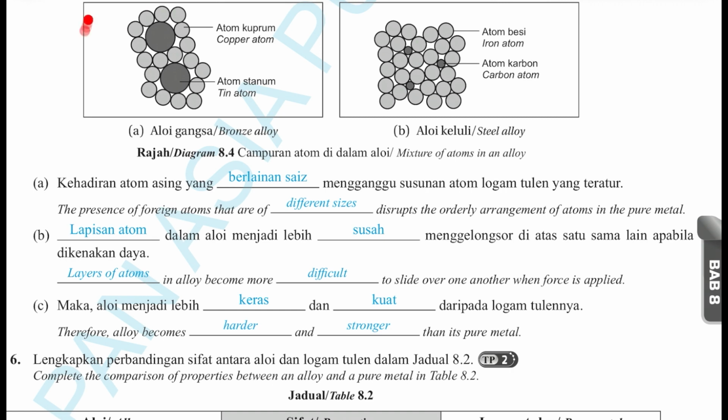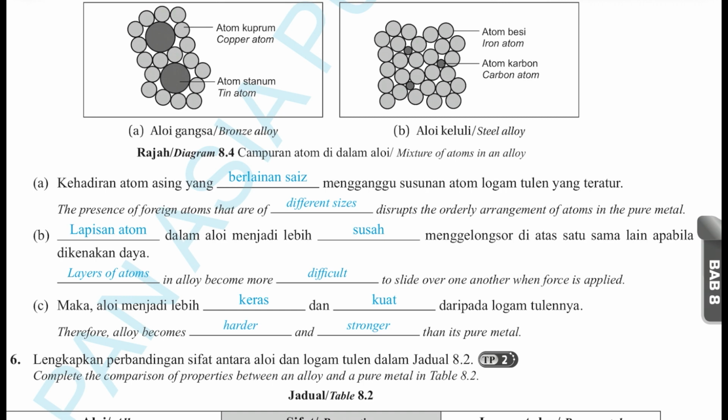Jadi, bila kita campurkan foreign atom, maksudnya atom asing, atom luar, atom yang lain, ya, dia akan, you see, the different sizes of atom will disrupt the orderly arrangement of atom in a pure metal. Jadi, kehadiran atom asing yang berlainan saiz akan mengganggu susunan atom logam tulen yang teratur. Dia akan ganggu. Jadi, kamu tengok ni susunannya jadi tak teratur lah. Kenapa tak teratur? Sebab size of atom jadi tak sama.